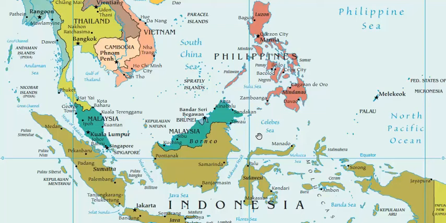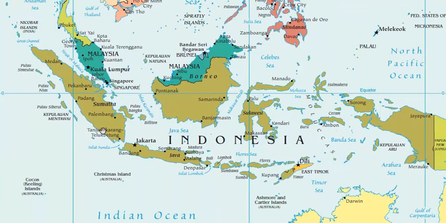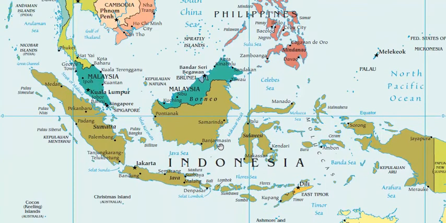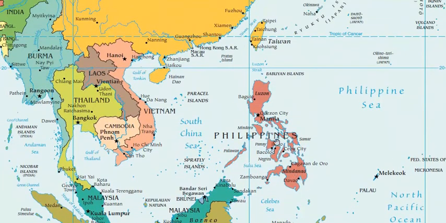Now let's take a look at some key physical features we find in Southeast Asia. First off, we have archipelagos. Archipelago. And essentially all those are is just a chain or group of islands that are close together. And so the Indonesia archipelago is one, and then we also have the Philippines archipelago.